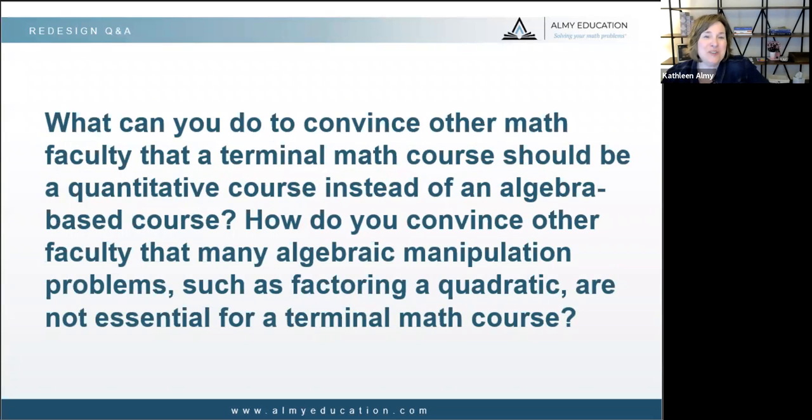What can you do to convince math faculty that a terminal math course should be a quantitative course instead of algebra based? How do you convince faculty that many algebraic manipulation problems, such as factoring and quadratics, are not essential for a terminal math course? This is hard, and we talked about this earlier. If you are in Illinois, we benefit because in Illinois, college algebra is not considered a terminal course for graduation. It's an elective, but they have to do a course like pre-calculus or math for elementary teachers or statistics or something like that. They can't just finish in a college algebra course. In a lot of states, college algebra is still the gold star, which I so want to change.